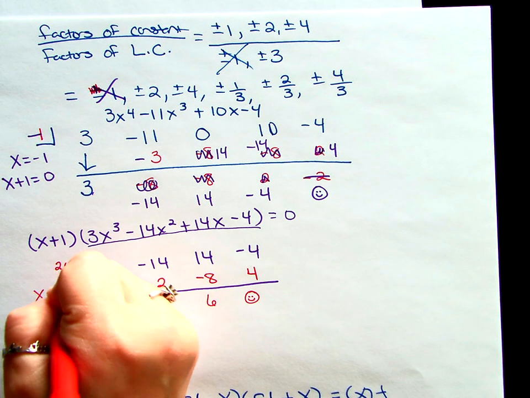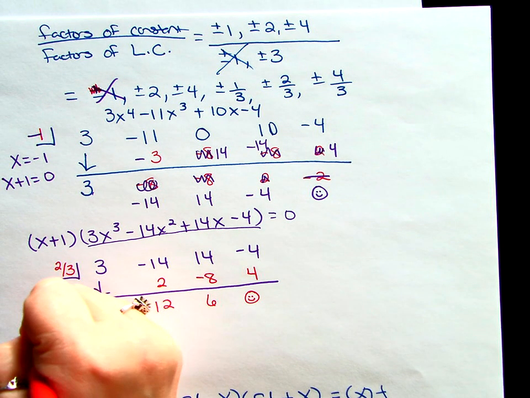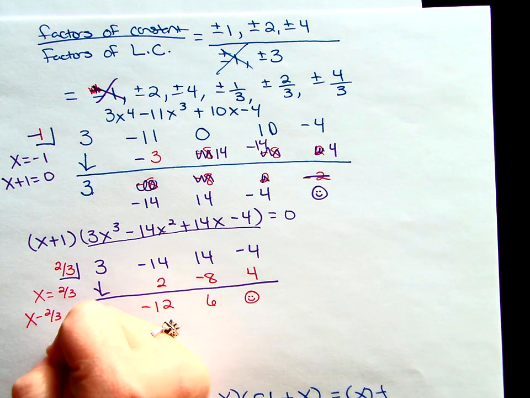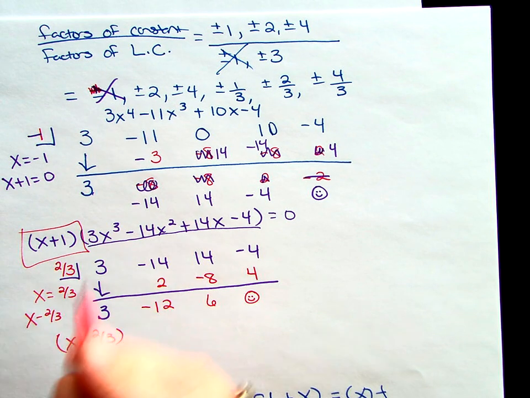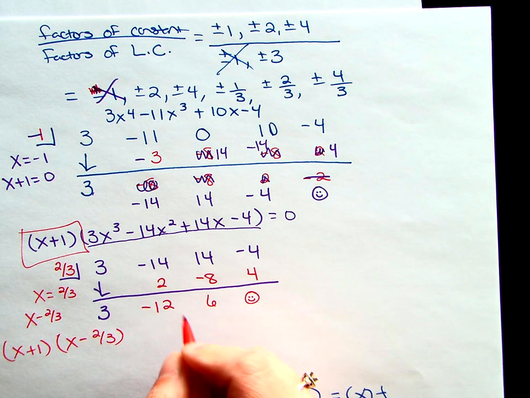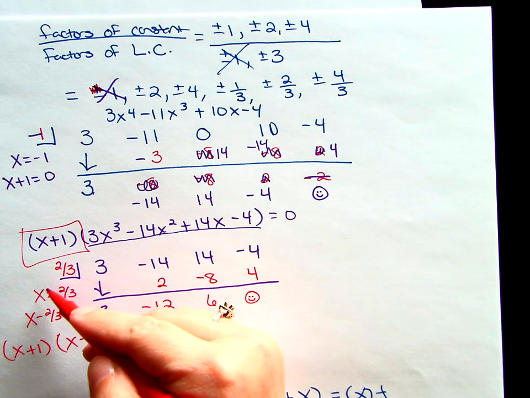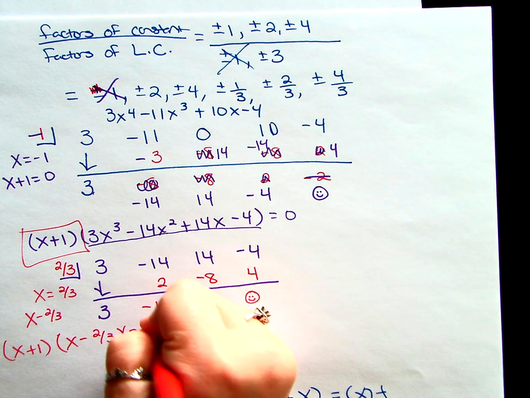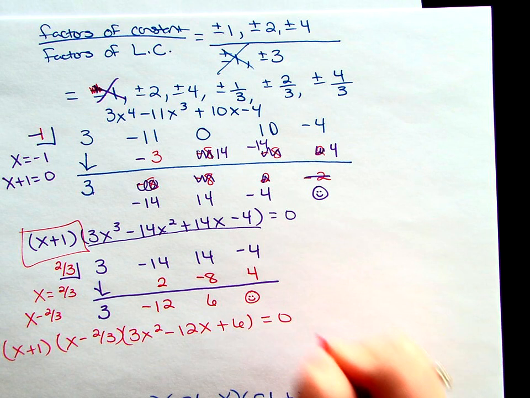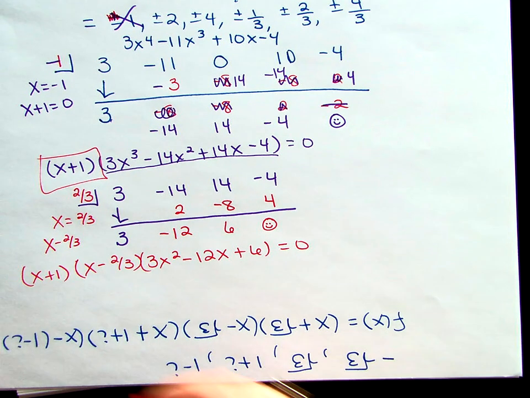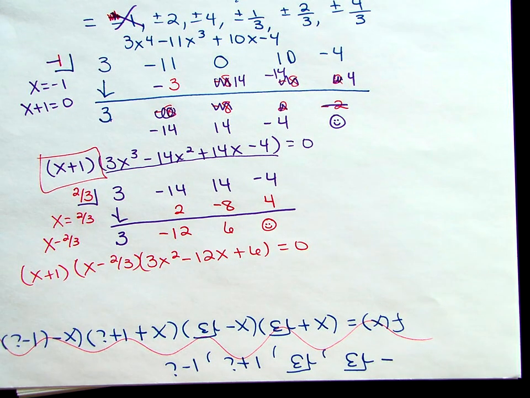So if we want to write that as a factor, we will now have x minus 2/3 as a factor. Don't forget this plus 1 we had up here. And then we went from an x to the 3rd divided by an x. So we get down to 3x squared minus 12x plus 6 equals 0. Ignore this stuff down here, because I flipped the paper over. So we found 2 rational zeros, but now we still have this quadratic.